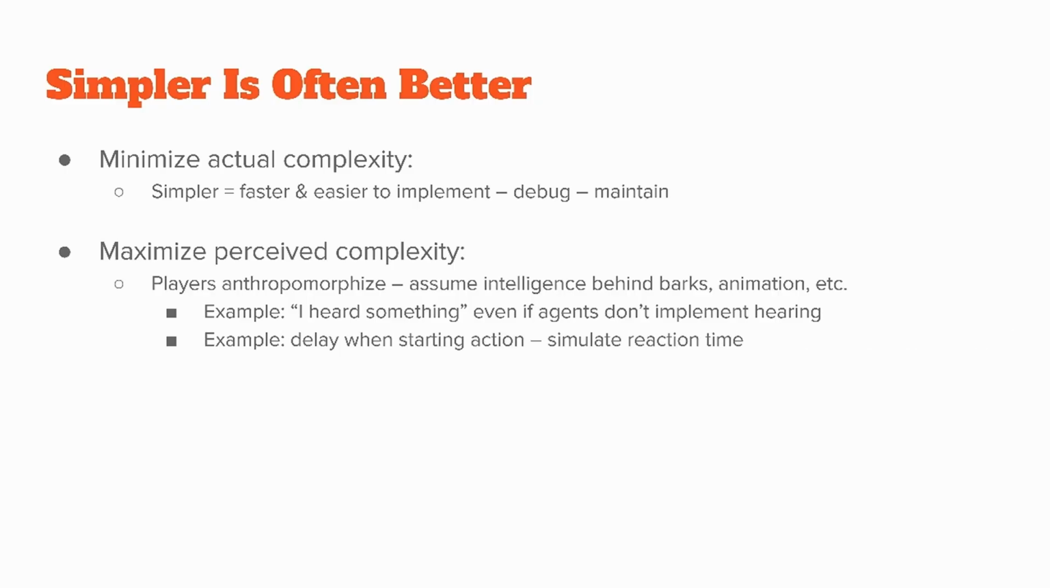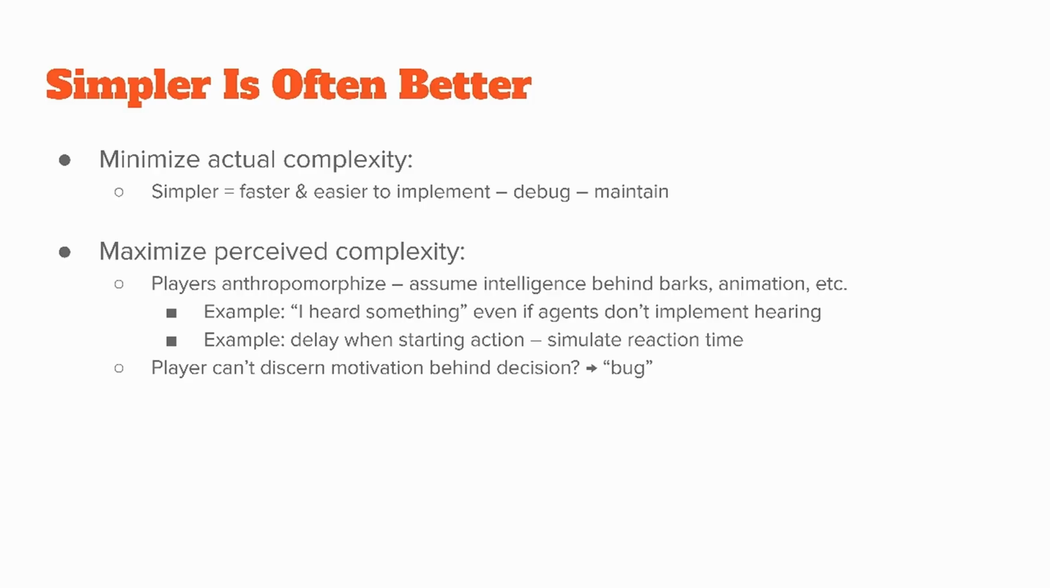Another example is when an agent decides to take some action, such as running for cover or attacking the player. If you just delay a random amount, maybe somewhere around half a second, it simulates reaction time and it just makes them feel a little less robotic, like they're thinking a bit and reacting before they act.